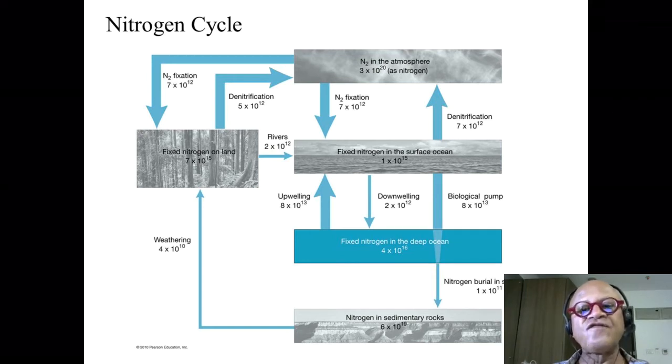So there is N2 fixation, which is a source term. Denitrification is a loss term, and we'll see that there is a big relation between nitrogen and phosphorus and oxygen poor waters and so on and so forth, because in the oxygen poor waters, if you want to live, you can produce your own oxygen with this method, and if you can, you compete better than those who cannot produce their own oxygen, right? So there is nitrogen burial in the sediment.